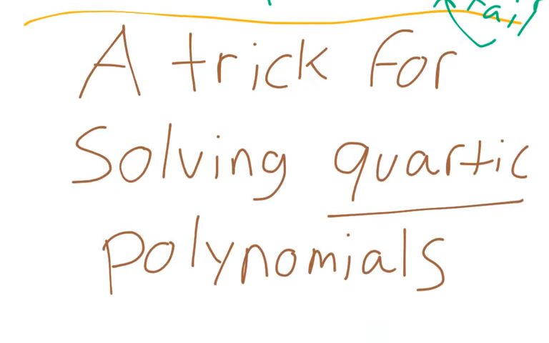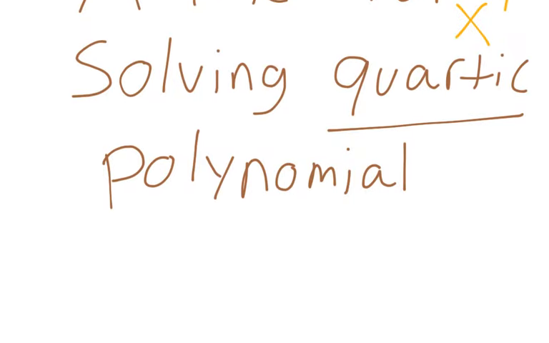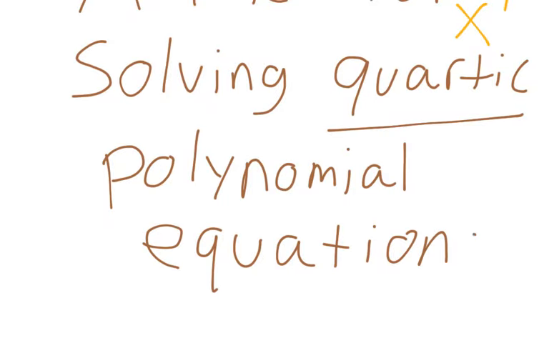So, moving on. This is a trick for solving quartic polynomials. Of course, quartic means x to the fourth, so equations that look like this. I should probably change this a little bit. This should be quartic polynomial equations, just to be totally technical. I'm going to show you 3 examples, and then we'll be on our way. So, here we go.